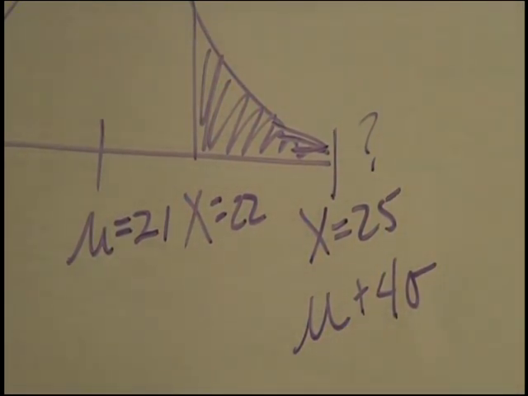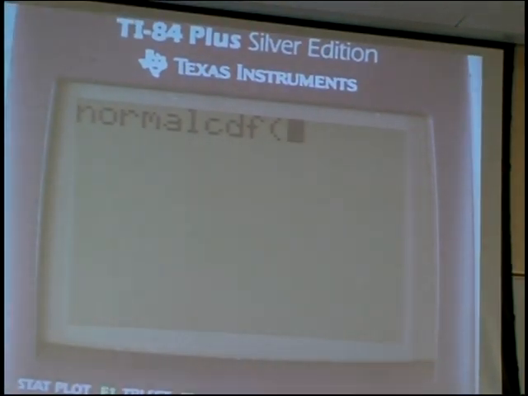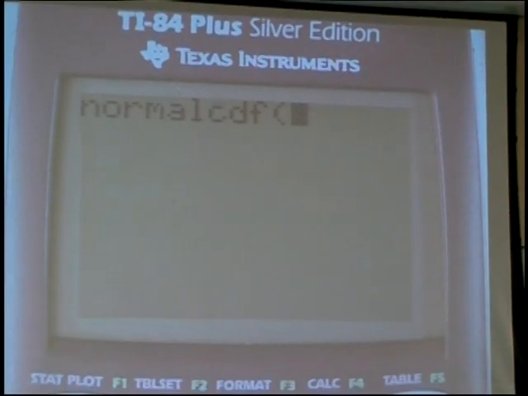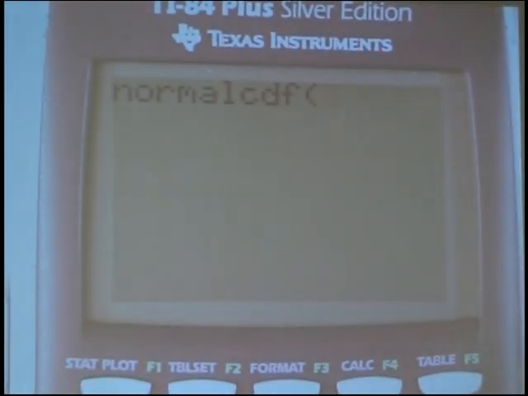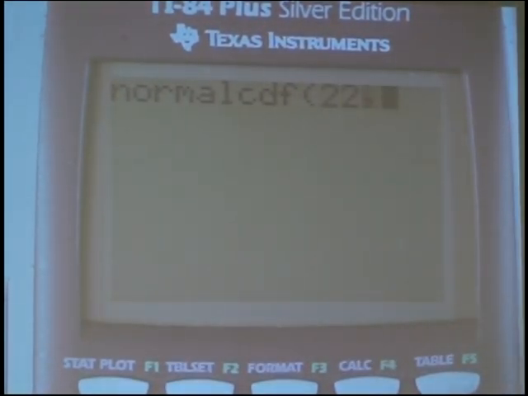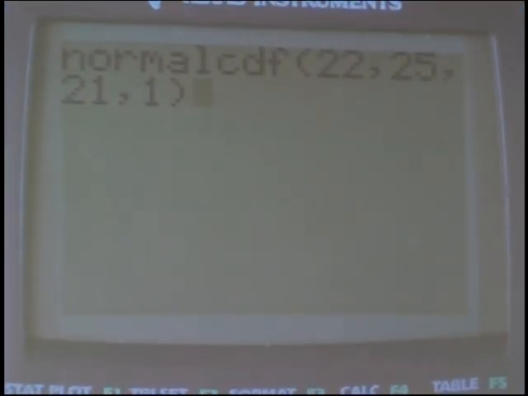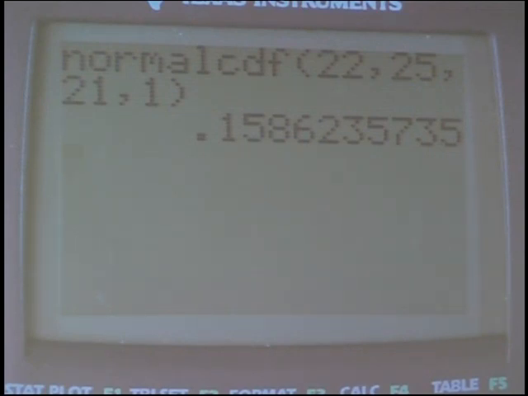So in the calculator, that means second vars 2. Lower bound is now the 22. The upper bound is 25, comma, comma, mean, standard deviation. Yeah, 0.1586. What we got last time? 0.1586?